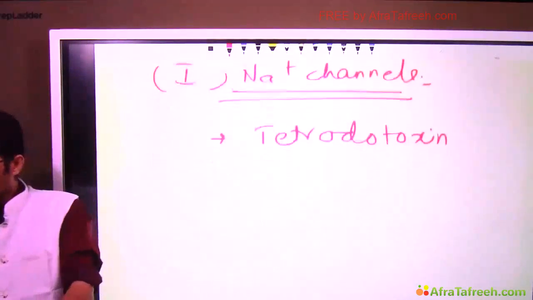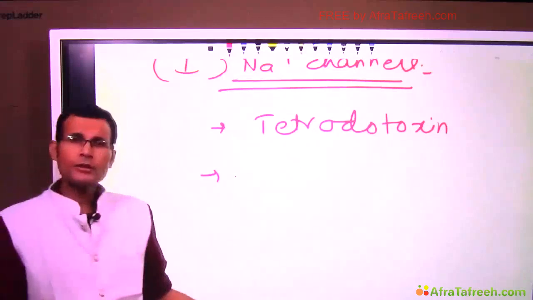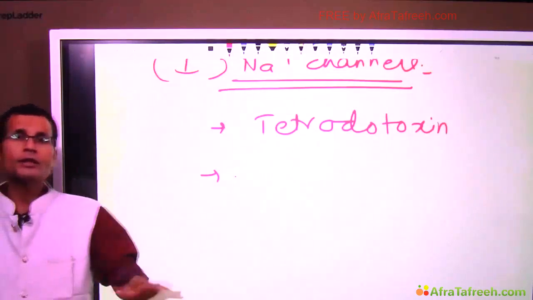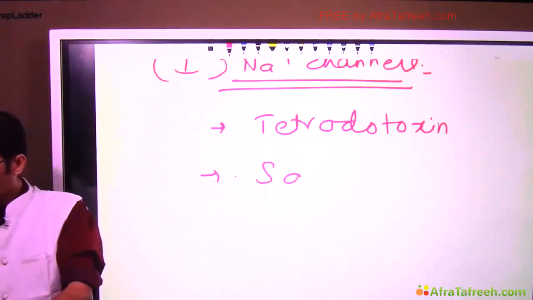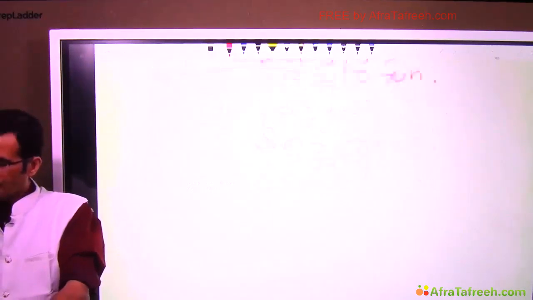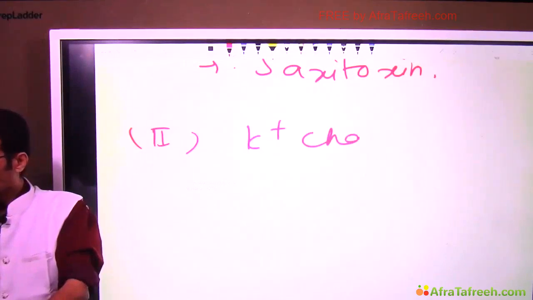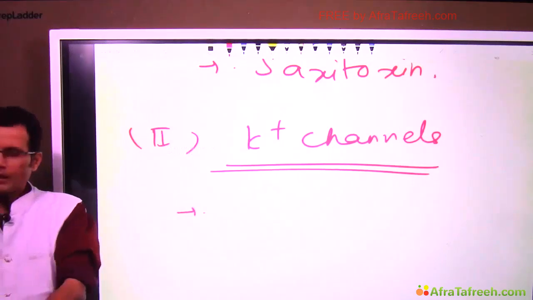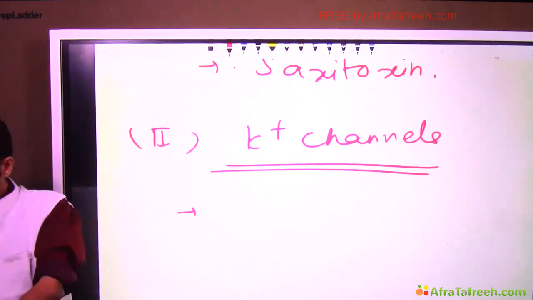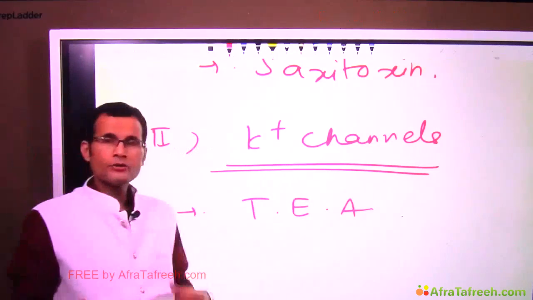Another similar poison, which is also found in another fish, is saxitoxin. These are the sodium channels. Then potassium channels. Potassium channels are poisoned by TEA. That's not the tea.